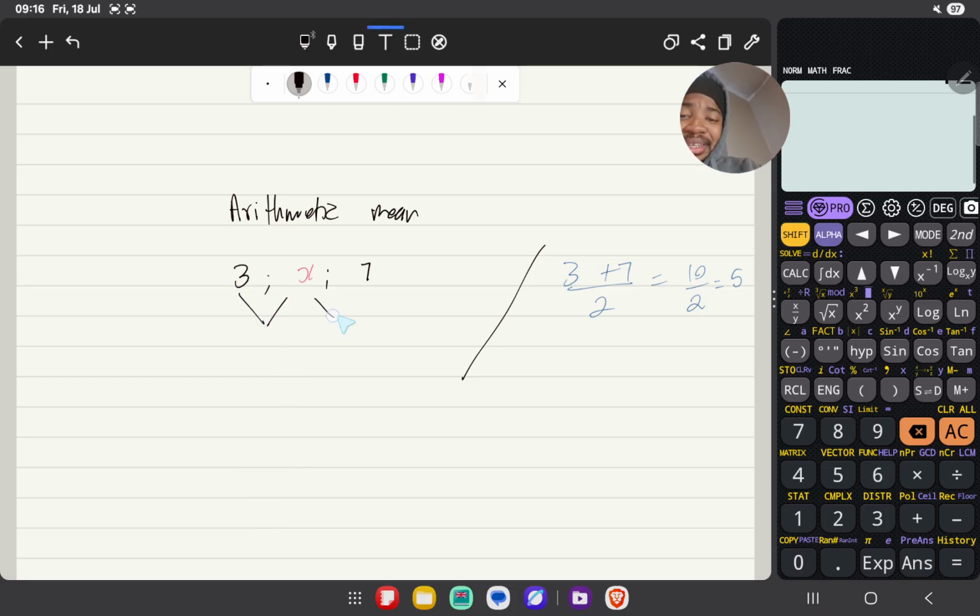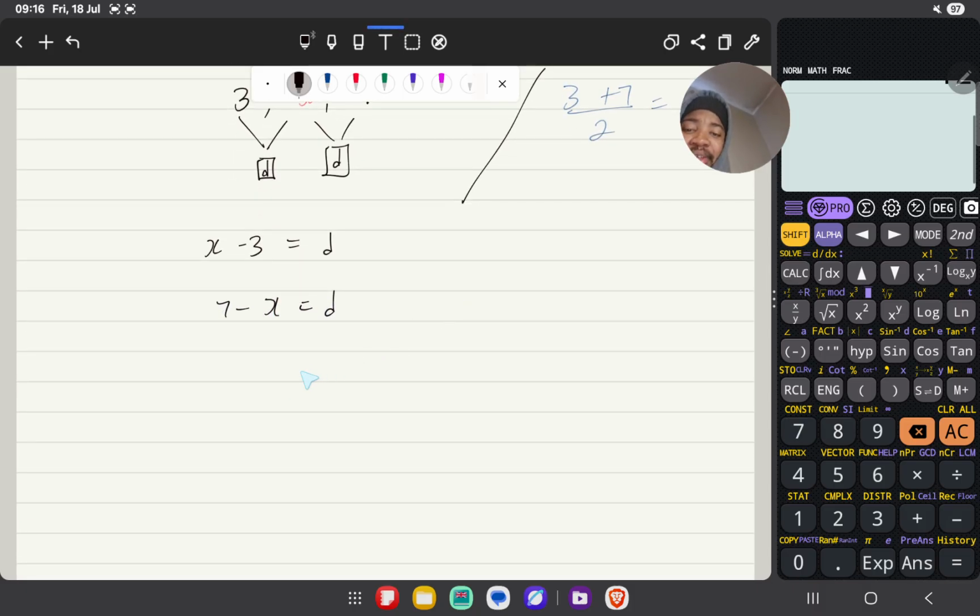This is the common difference. This is the common difference. Let me call it D. Whatever value you have here has to be the same. So x minus 3 will be D and 7 minus x will be D. From there, you would say, therefore, D equals D. So x minus 3 equals 7 minus x. Transpose: x plus x equals 7 plus 3.